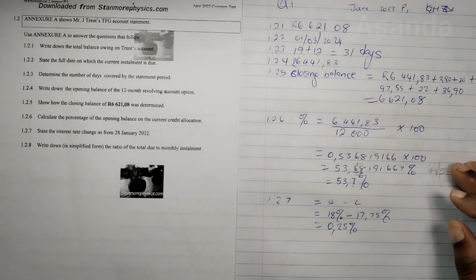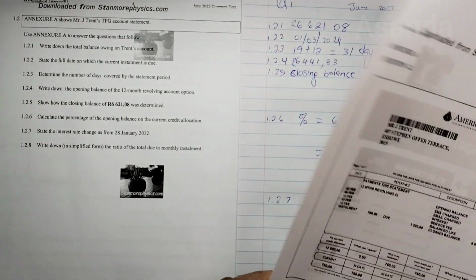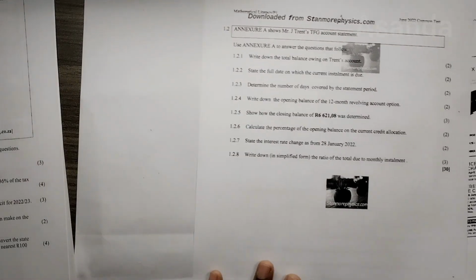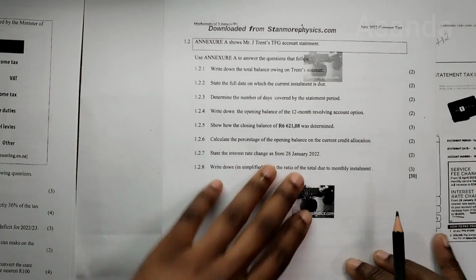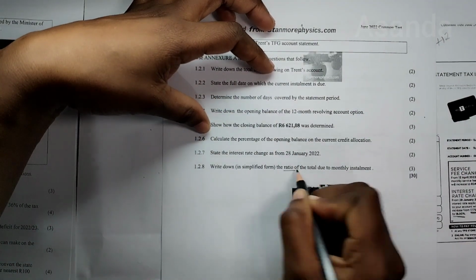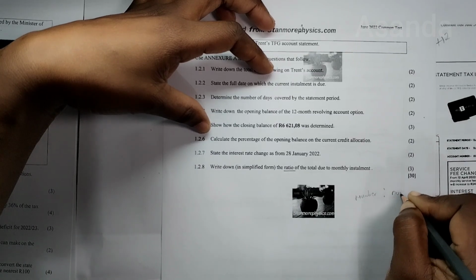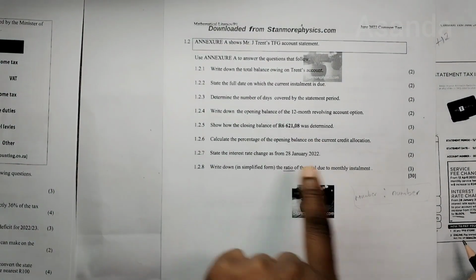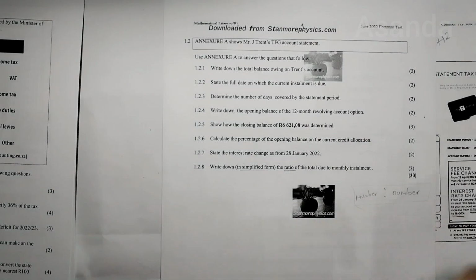And then the last one says write down in simplified form the ratio of the total due to monthly installments. The ratio. Let's unpack what is being asked here. I'm going to pull it closer so that we can unpack this question. Here they're saying we must create a ratio. Now a ratio is a number, colon, a number. So we need to write something like this. Don't write a fraction when they say write a ratio. And once we've written it, we must simplify.